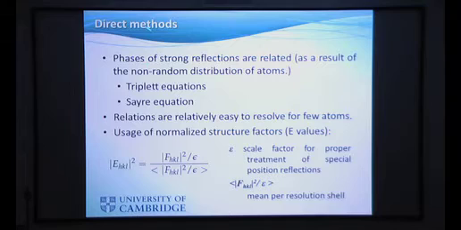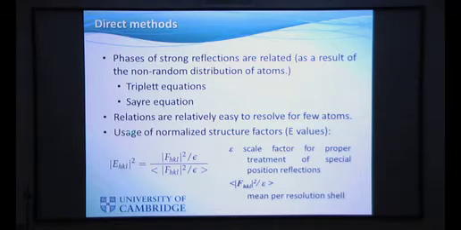There's also direct methods, which I haven't mentioned. Patterson methods have originally been used to solve small molecule structures. They didn't use the anomalous signal, they just had structures that were so small and so well resolved that they could solve their structure from the Patterson map alone. And this was the very early crystallography.